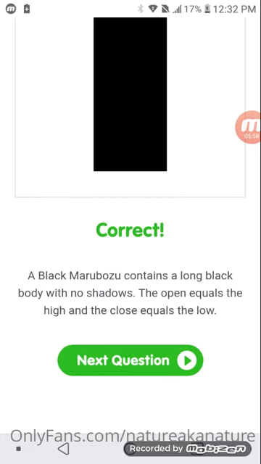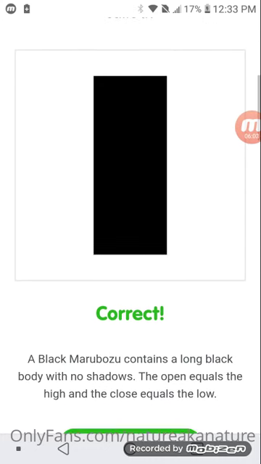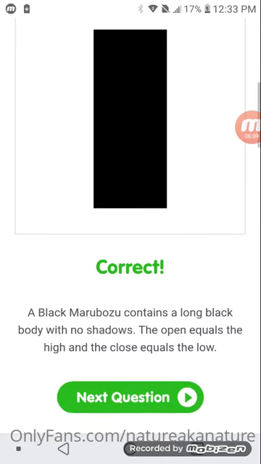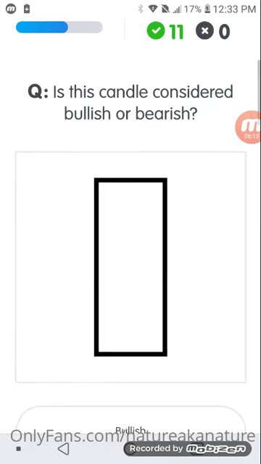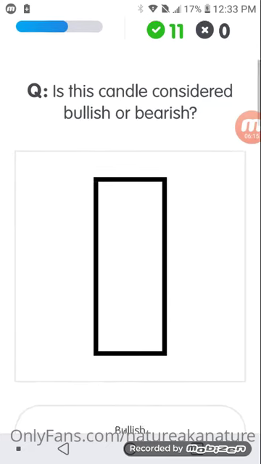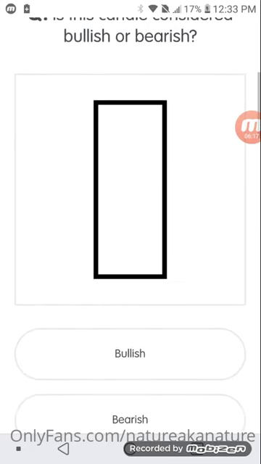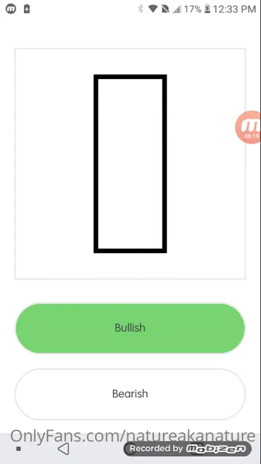Okay, so a black marble contains a long black body with no shadows, no upper wicks, no lower wicks, and the opening is equal to the high, and the close is equal to the low. It's called a black marble candlestick. Is this candlestick considered bullish or bearish? White means bullish, black means bearish. So this is considered a bullish candlestick.